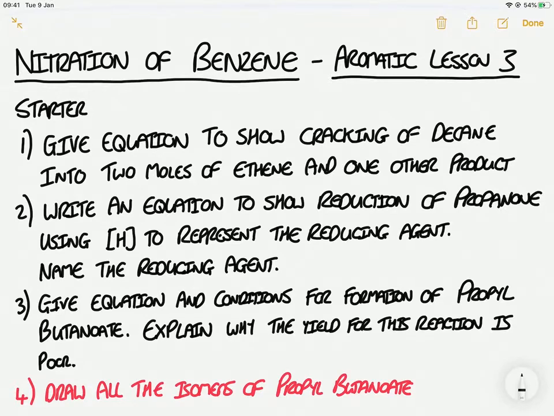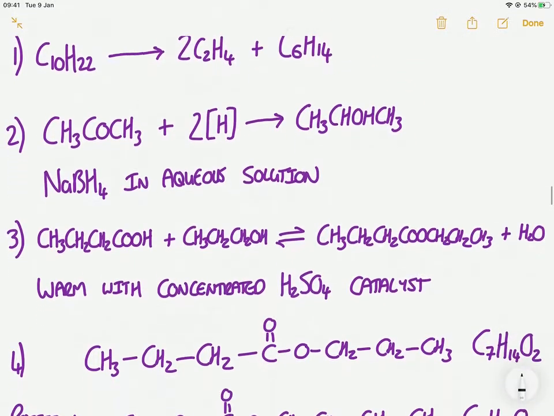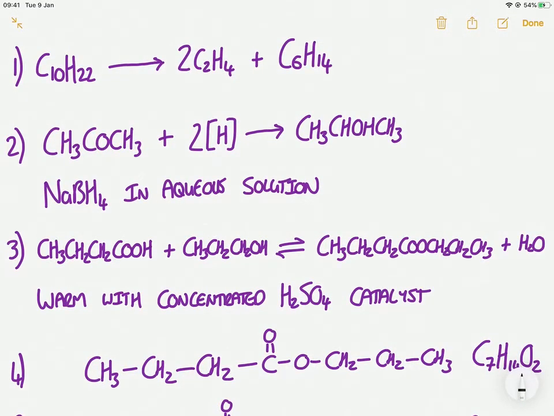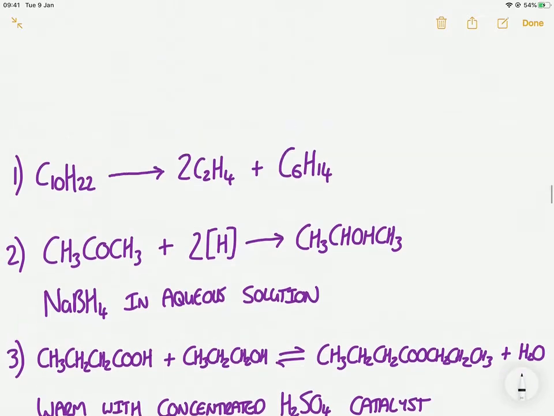Okay, so we should have a cracking equation that looks like that. Reduction equation with 2 moles of the reducing agent, which is NaBH4 in aqueous solution. Your esterification reaction should look like that, and you would warm it with conc H2SO4 as a catalyst.